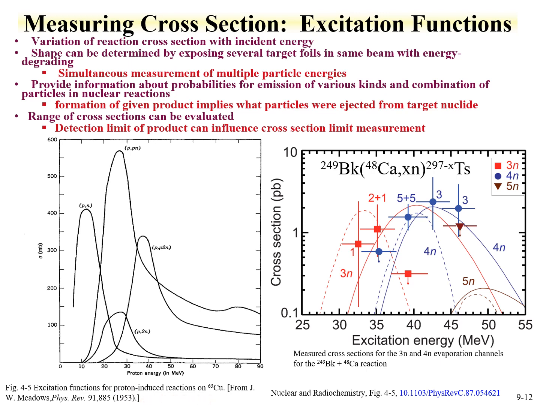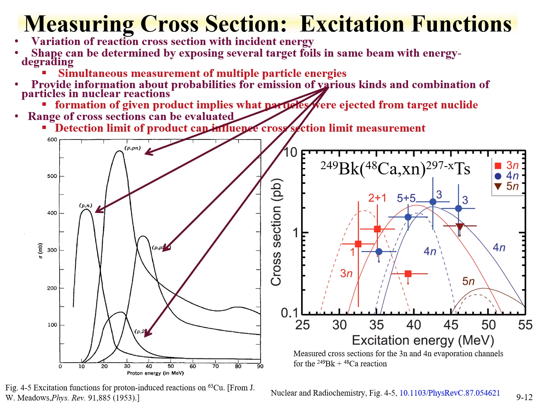We see that if we hit copper-63 with a proton, the products that come out could be a neutron, proton-neutron, proton-2-neutron, or 2 neutrons. So if we perform a reaction and we provide information about the products, we can get cross-sectional data by looking at the change of the product concentration as a function of energy.